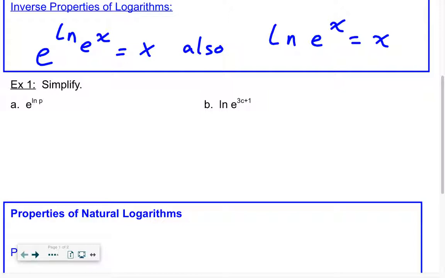What's example 1a going to be? It says e raised to the natural log of p. What's your base understood to be here? E, therefore e and e are the same, therefore it's equal to the of, which is p. That is this property right here.